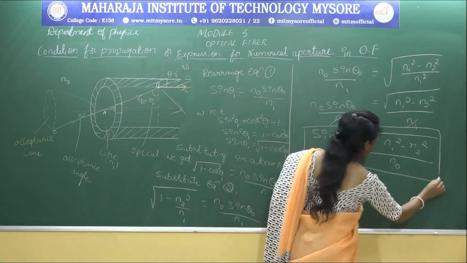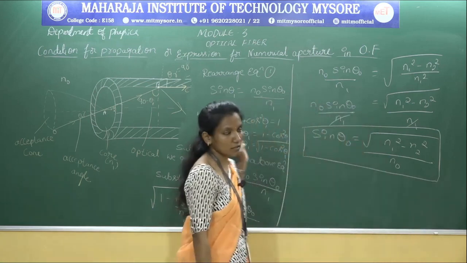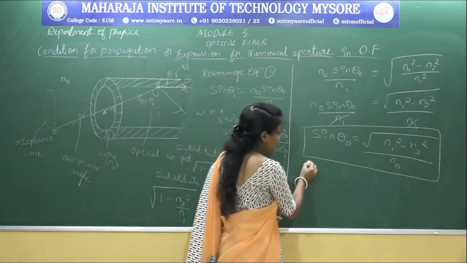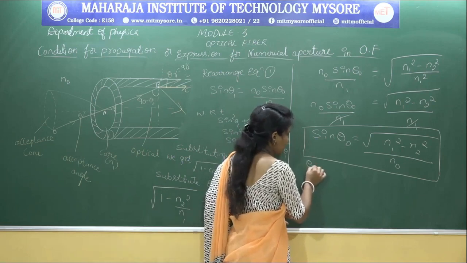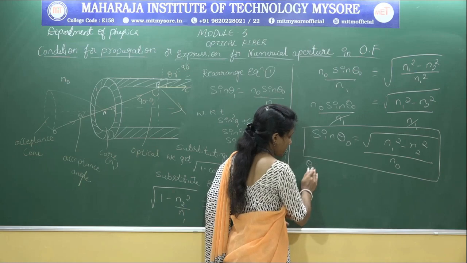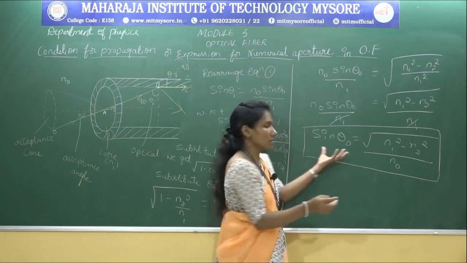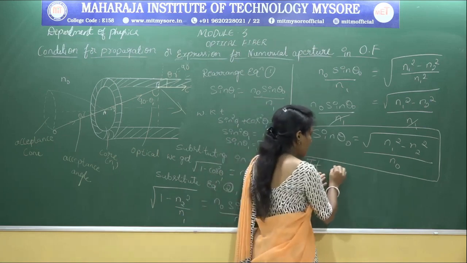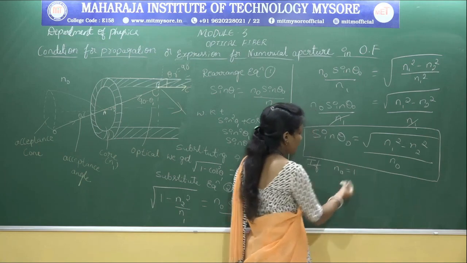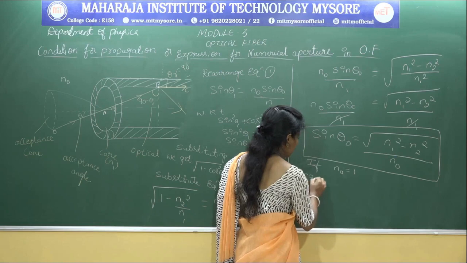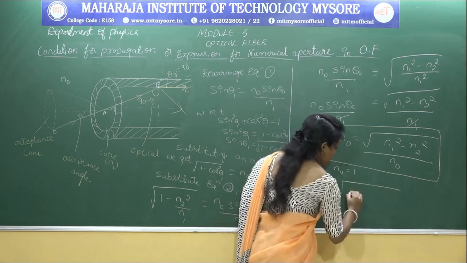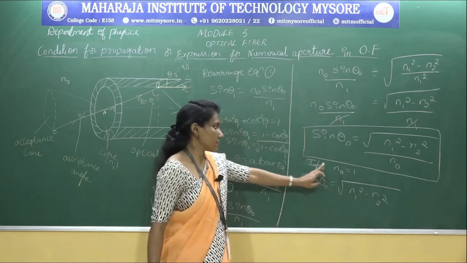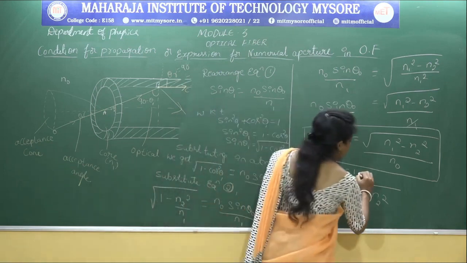So this is one expression. But what is the condition for the ray of light to work? The angle of incidence theta naught must be less than this value. If this optical fiber is placed in the surrounding medium, that is in air, where n naught is equal to 1, then we get sin theta naught is equal to root of n1 square minus n2 square. So that is sin theta naught when placed in the surrounding medium, air.